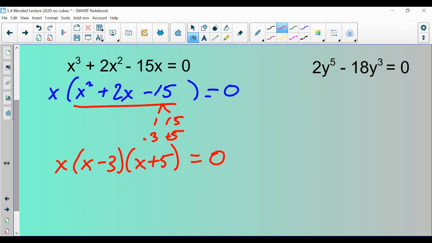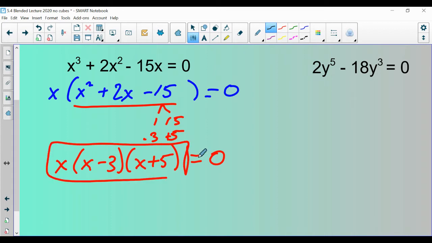If my question was to factor it completely, then this would have been the answer. There would have been no equals 0 here. It just would have been, hey, this is it factored. But I can take it a step further. I can actually solve. I can tell you what values for x would make this a true statement. I just have to figure out what makes this one 0.